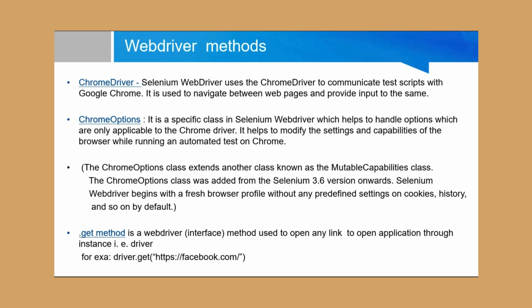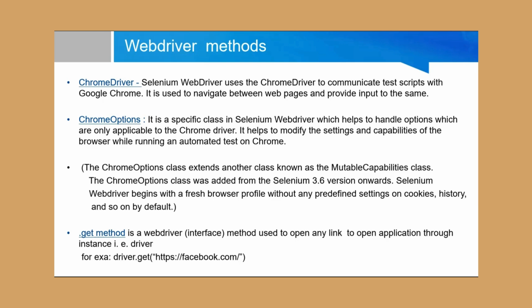That is one of the specific classes we need to write in our Selenium code. Next one is the get method. I have explained once what the get method is. Before opening any website, we have to enter the URL of that web page in the URL box. So this link will be opened with the help of the .get method. The .get method is a WebDriver method used to open any link or application through an instance.